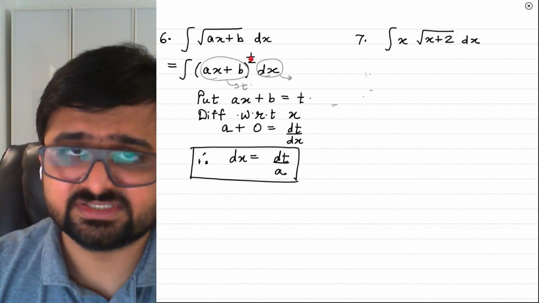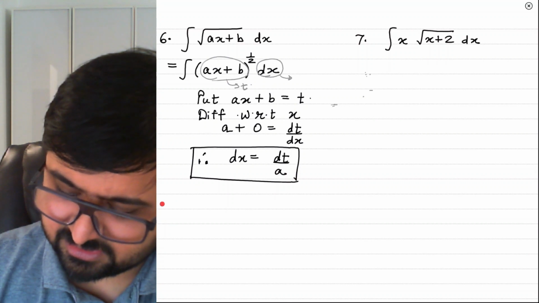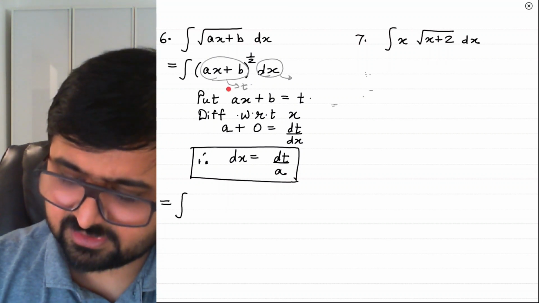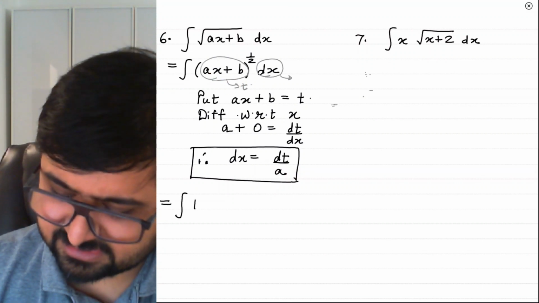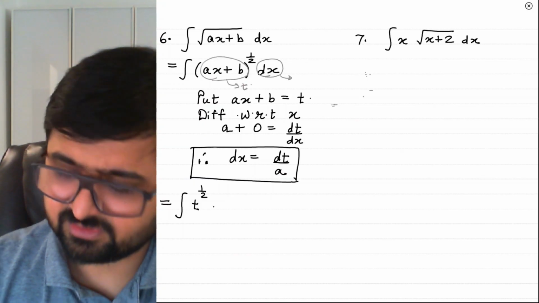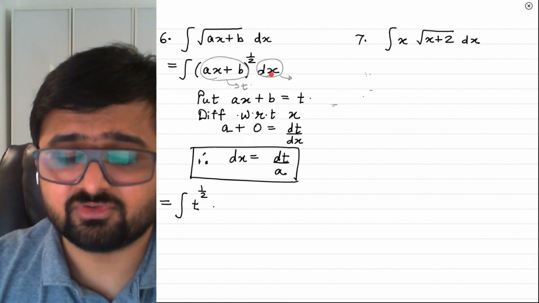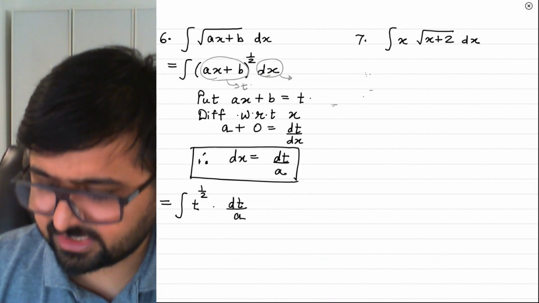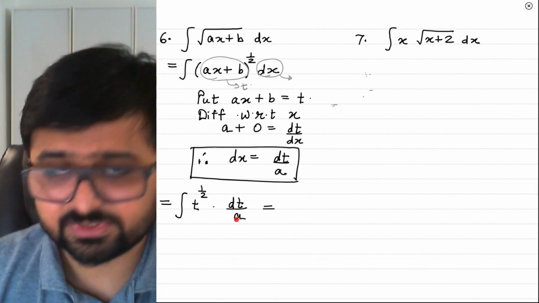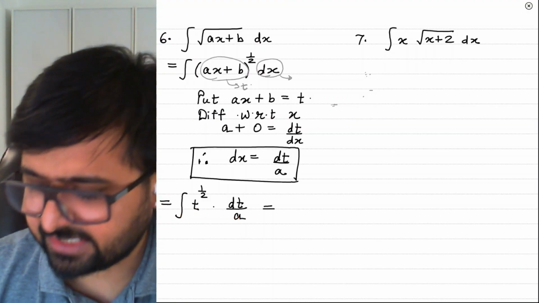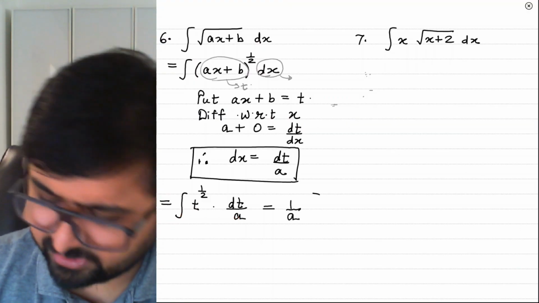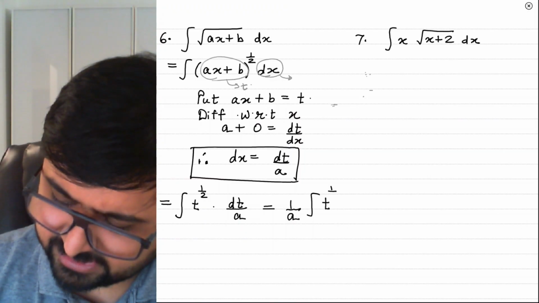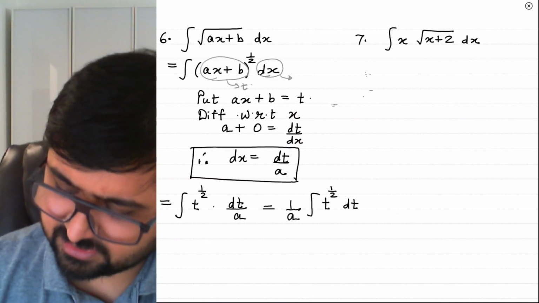Now let's convert this entire function in terms of t. So we get integral of ax plus b is t, so that's t to the power half, and dx is dt over a. Now this is equal to, that a is a constant and can be taken out of integration, 1 over a integral of t to the power half dt.